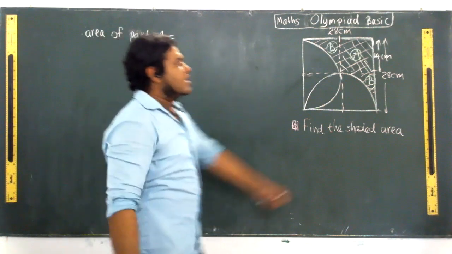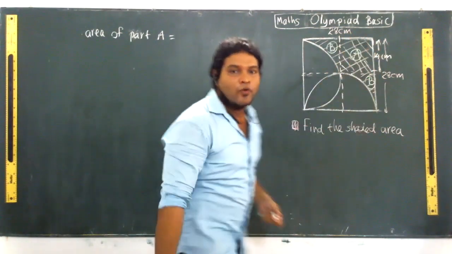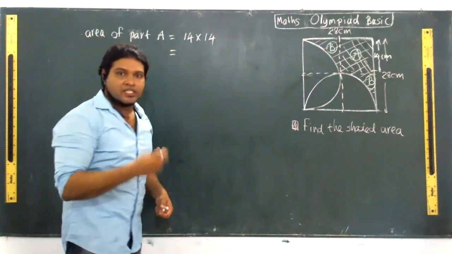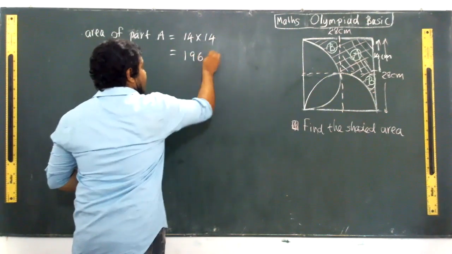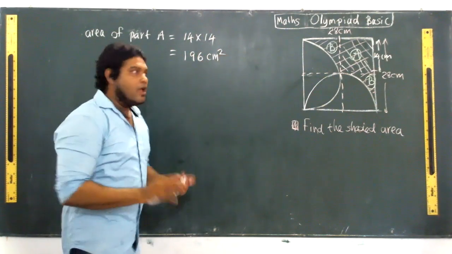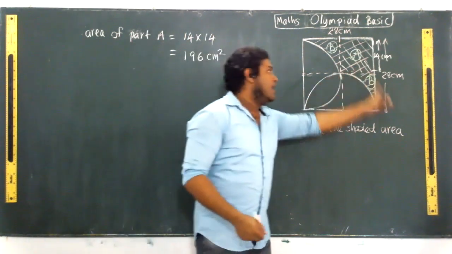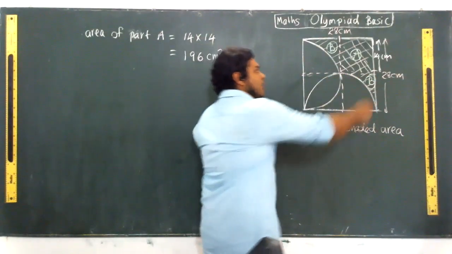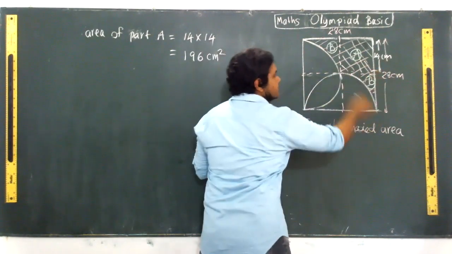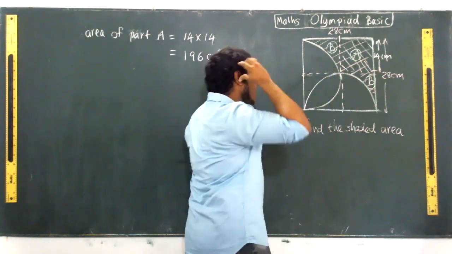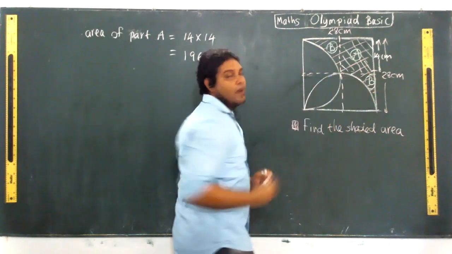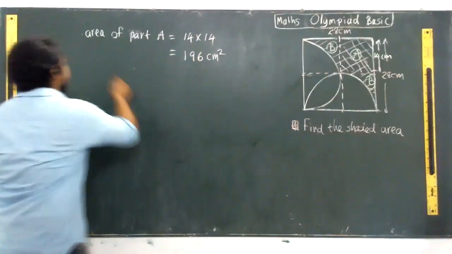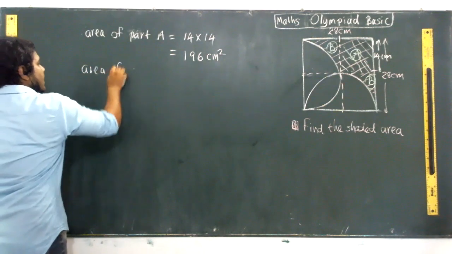The side of the small square is 14, so you have to multiply 14 times 14, otherwise 14 squared, which is 196 square centimeters. Right? Okay, now let's see how to find the remaining area named part B. How to find this one? This part B is inside the small square. A sector has been removed from the square. Therefore, how to find the area of part B?